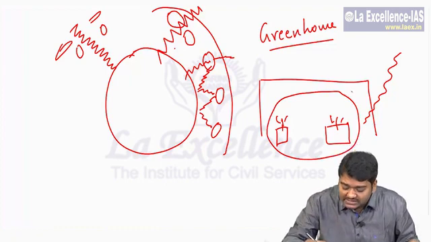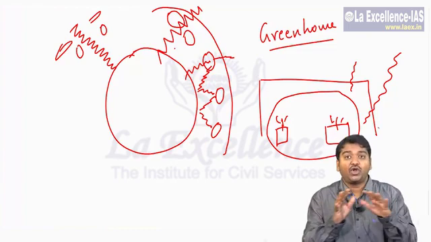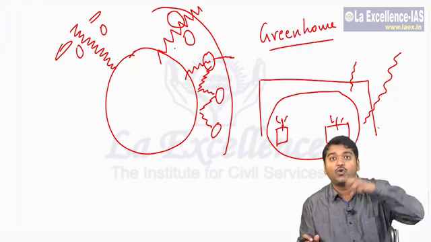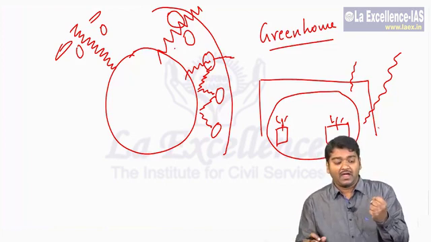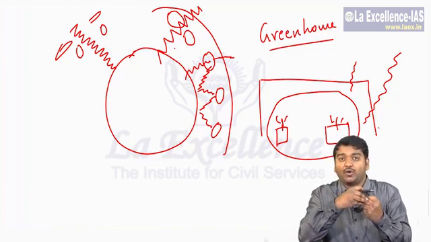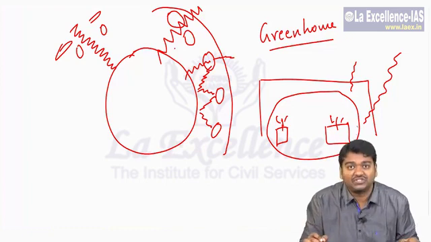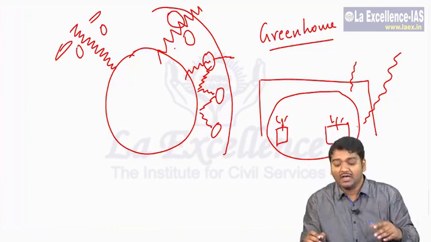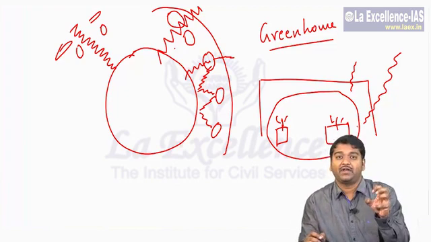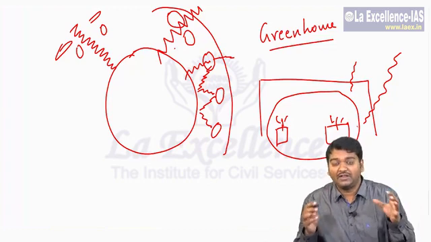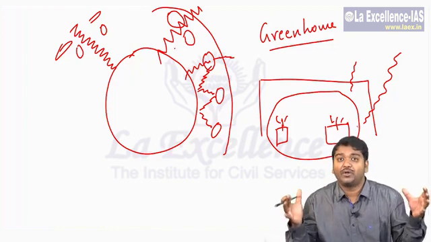Now, when the sun's rays want to go out, the glass does not allow them to go out. Whatever sun's rays come in will be trapped inside and will not escape. Because of this, the temperature in this region usually increases. So even though the sun's rays are limited, as they are trapped, we usually observe that it will have more temperature for a longer period of time.